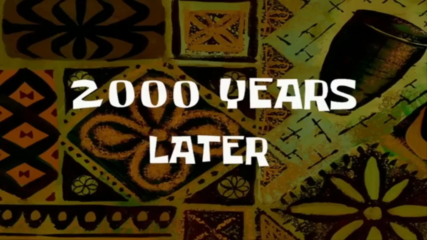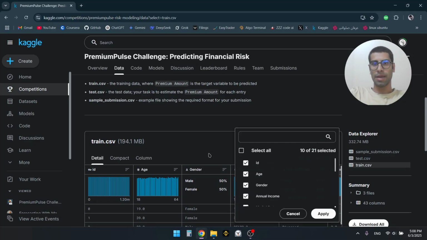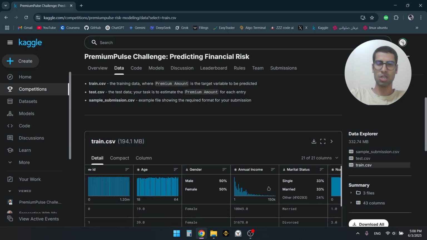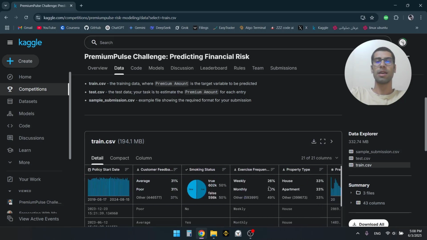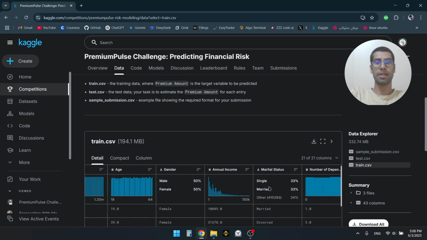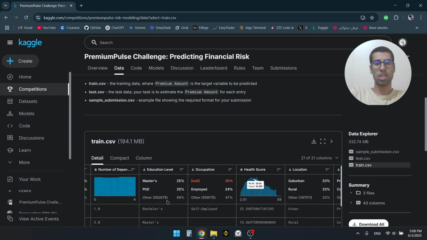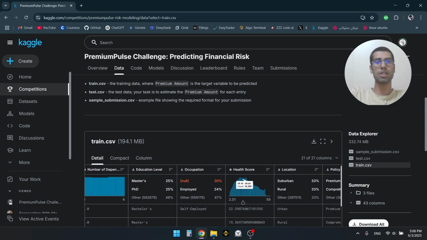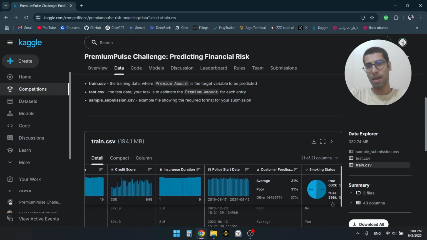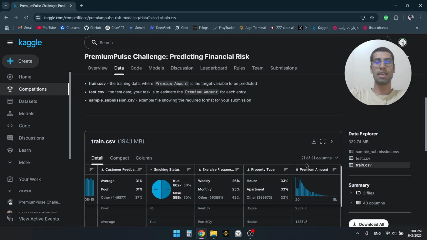For the training dataset, we have about 20 features. One actually is the target. We have different features for each person. Note that each record is allocated to one person. So we have gender, income, occupation, health score, and so on. And our target is the premium amount.